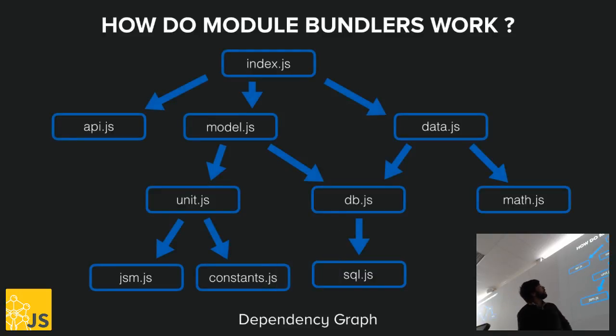So they create a dependency graph, which is an abstract syntax tree. Basically, it looks for a module's dependencies, processes them recursively, plucks them out and injects them into the bundle. So you have index.js, for example, here. It has a dependency on API.js, model, and data. Once it figures out index.js has a dependency on these three modules, it'll pluck them out and add them to the bundle. Similarly, it just follows along the dependency graph and creates the bundle.